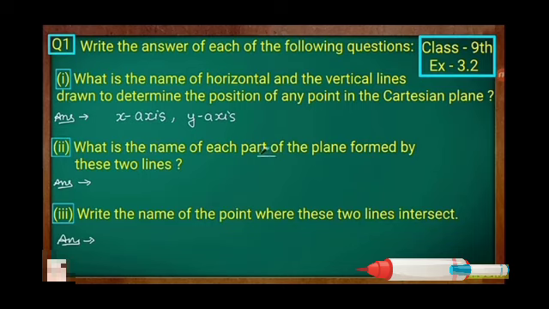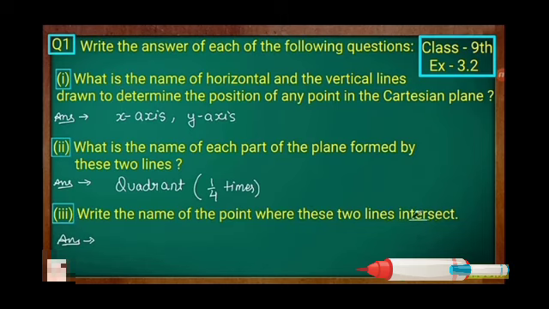What is the name of each part of the plane formed by these two lines? When these two lines intersect, they will divide the plane into four sections. These are called the quadrants. So, the name of each part of the plane formed by these two lines is called the quadrants. In a Cartesian plane, we have four quadrants. Each part is one fourth of the whole plane.